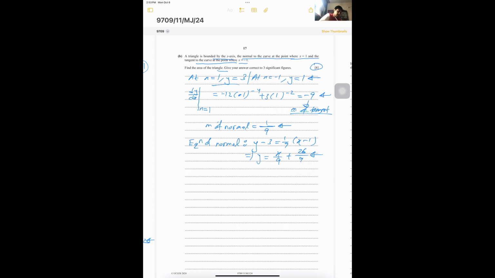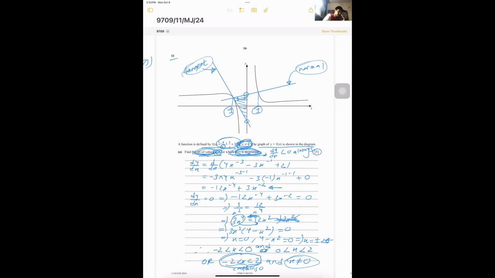Then we'll find the equation of the tangent, right? We can again use this coordinate here: y minus 1 equal to minus 9 (x plus 1), so y equal to minus 9x minus 9 plus 1, which is minus 8x, right? Now what is the meeting point for both of them? This one here is the meeting point, so we need that.